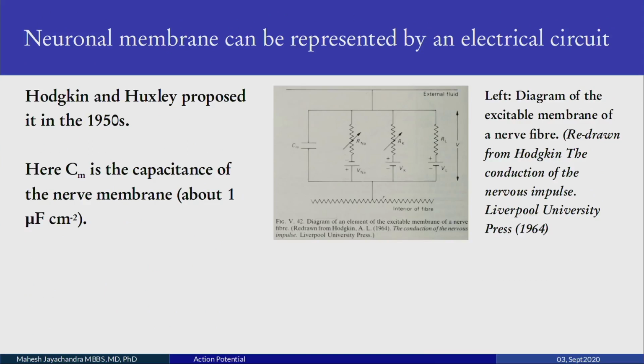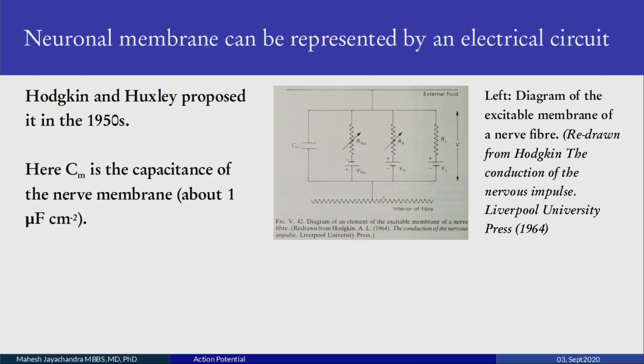Neuronal membranes can be represented as an electrical circuit. All you engineers would understand this. It was proposed by Hodgkin and Huxley in the 50s, and here C subscript M is the capacitance of the nerve membrane, usually put at 1 microfarad per square centimeter. In the middle is the diagram of an excitable membrane of a nerve fiber. So C_M is the capacitance, R_Na with its battery below is the sodium channel, and R subscript K, the resistance for potassium, is the potassium channel, and these are the main conductances.